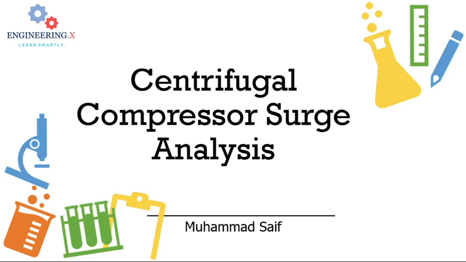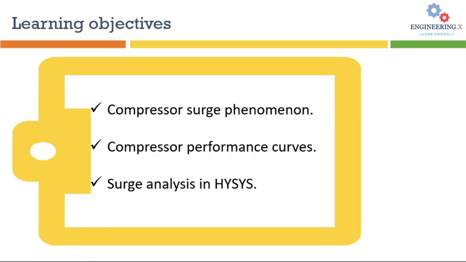Welcome again everyone. In the last video I talked about gas processing, particularly adiabatic efficiency of a compressor and turbine and their calculation in HYSYS. In this video we will mainly discuss a very important phenomenon called surge in centrifugal compressors. The learning objectives of this tutorial are: we will learn the surge phenomenon, what it is, what the causes and effects are, and why surge happens in compressors. Then we will learn compressor performance curves and the different elements of a compressor performance curve. In the end we will analyze a compressor for surge and stonewall condition using Aspen HYSYS.